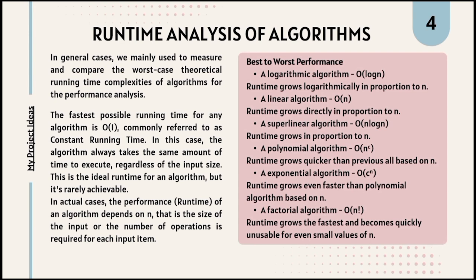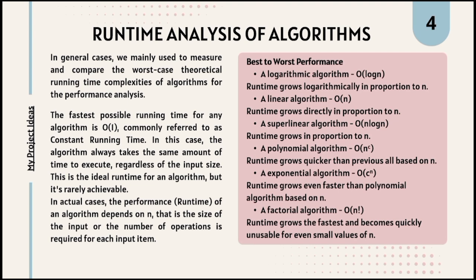Okay. Now let's look at the best to worst performance of the time complexities. Let's compare. A logarithmic function, that is big O of log n, is the best time complexity because it takes less time. Linear is big O of n. Superlinear is big O of n log n. Polynomial is n to the power c. Exponential is c to the power n. And factorial is n factorial.